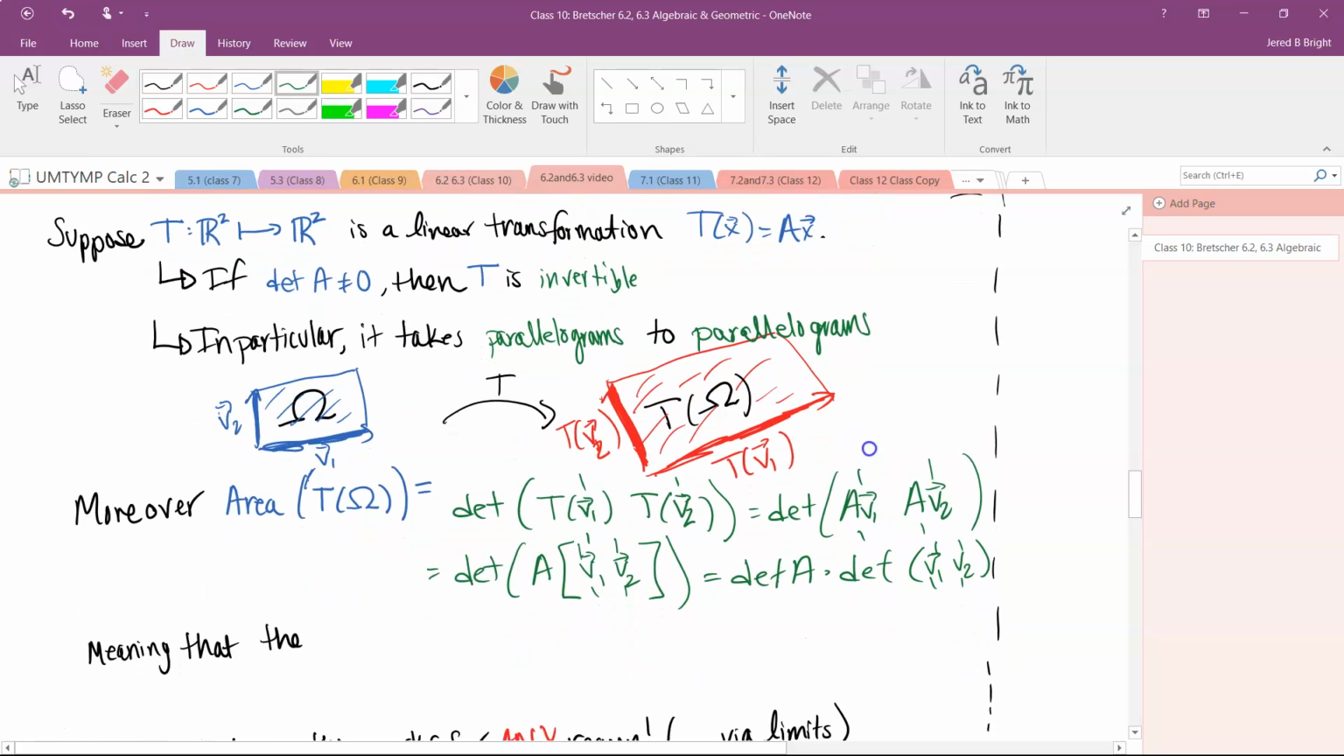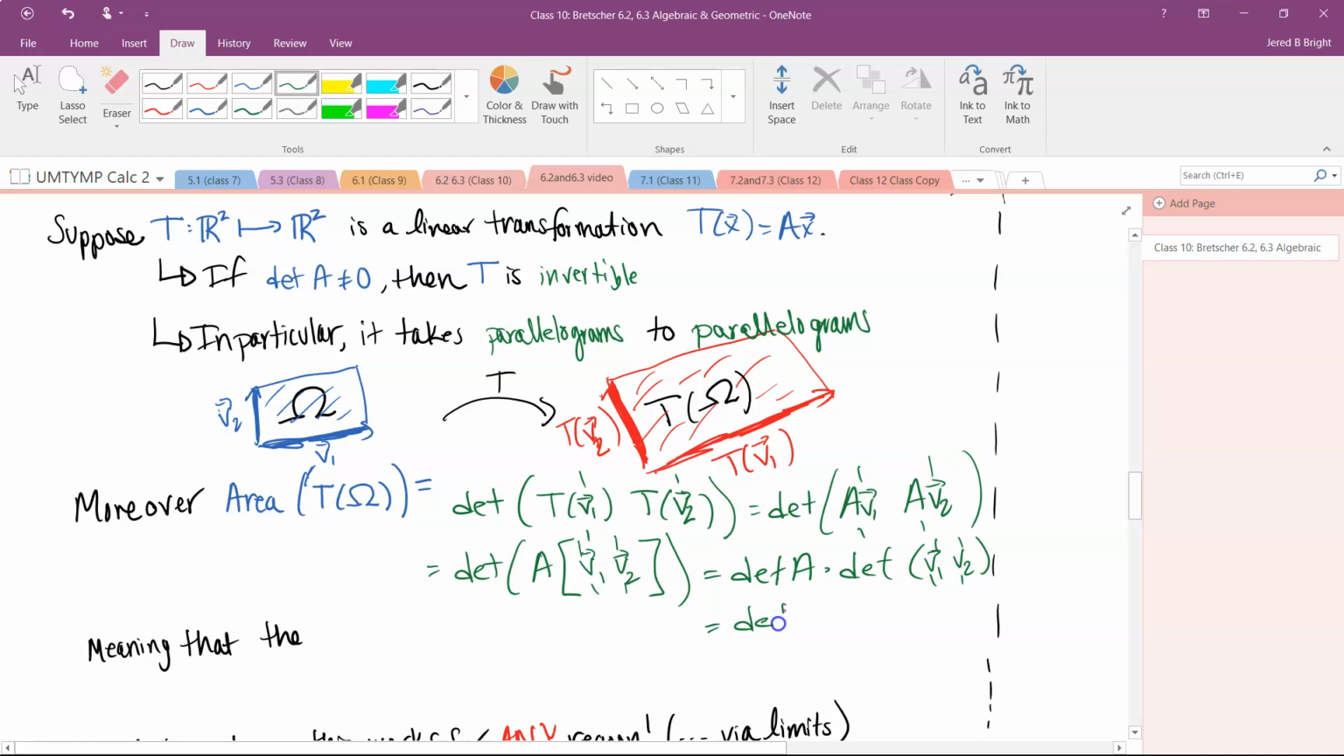but this whole thing here, the determinant of V1, V2, is just the area of omega. We started this whole thing by saying the area of this parallelogram, which we can define as a determinant, and so we end up with this result.